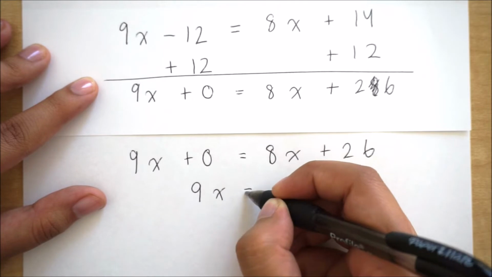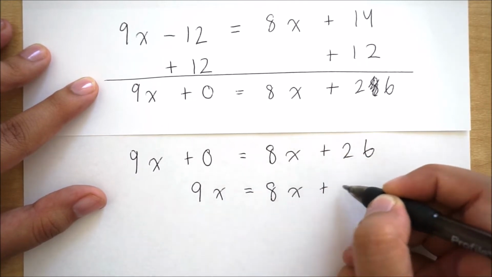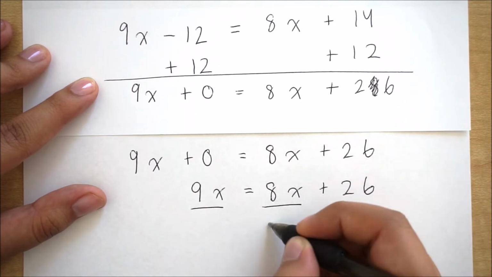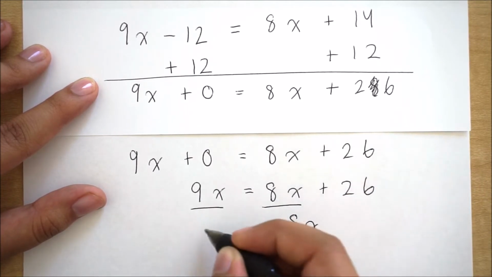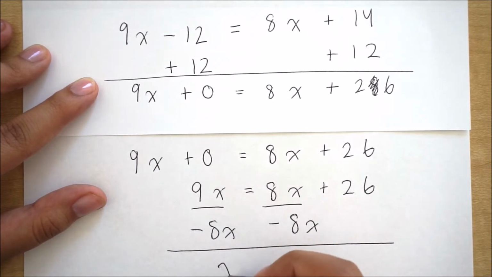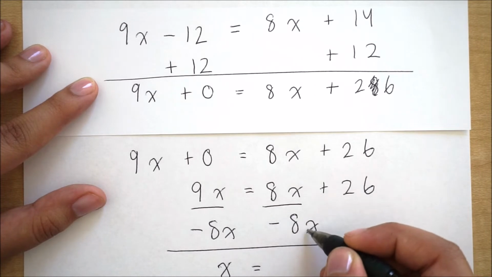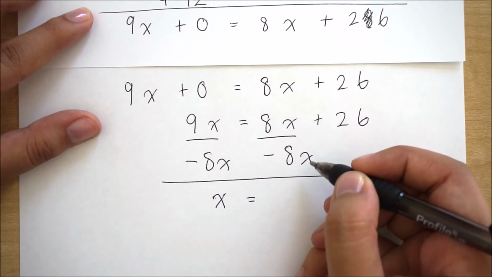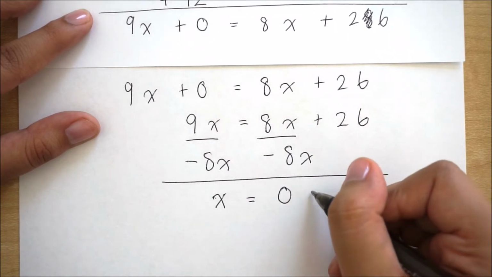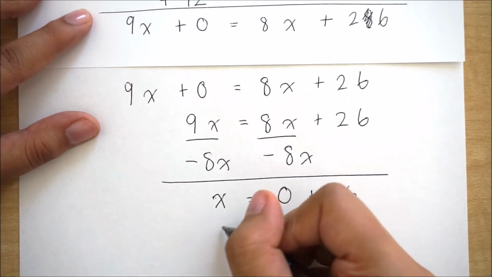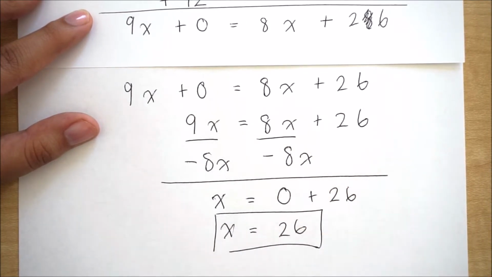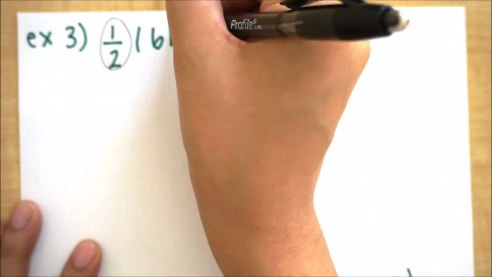Now we want to combine the like terms of 9x and 8x. Before we were combining the like terms of the constants, and now we're going to do it with the ones with the variables. So I'm going to subtract 8x from both sides. I end up getting 8x minus 8x on the right side, which is 0, and 9x minus 8x on the left side, which is x. So we have successfully isolated x, and we got the value that x is equal to 26. Again, you can plug it in to check.